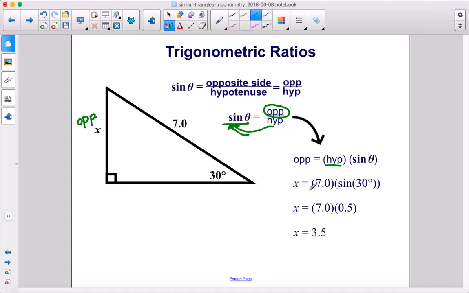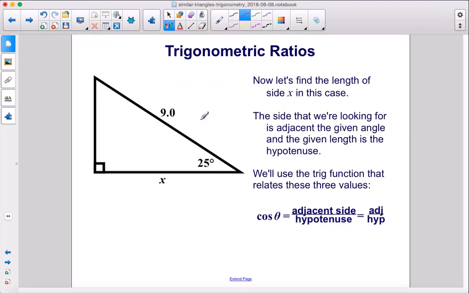Then we plug in the information we have. So our hypotenuse is 7.0, and we know that our angle here is 30 degrees, so we put in 30. We put that in our calculator and we find that sine of 30 degrees is 0.5, multiply that by 7, and we get x equals 3.5.